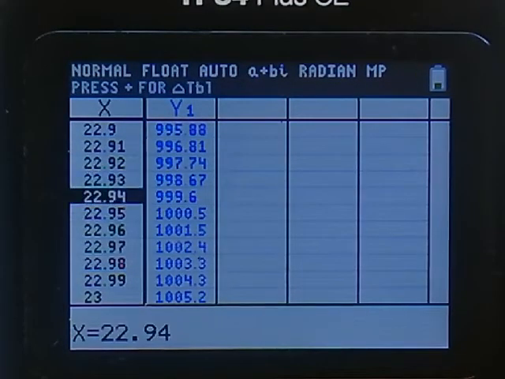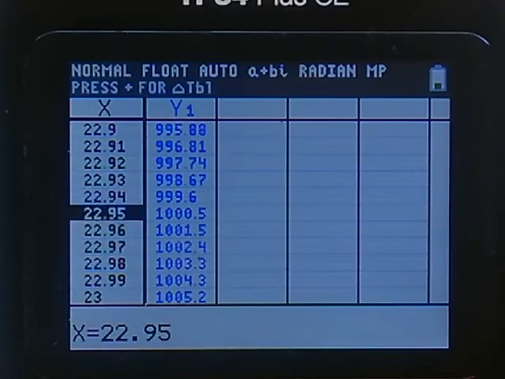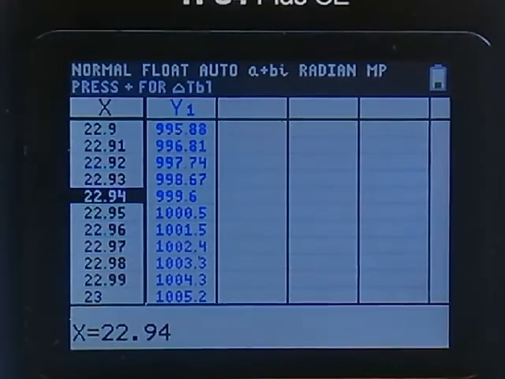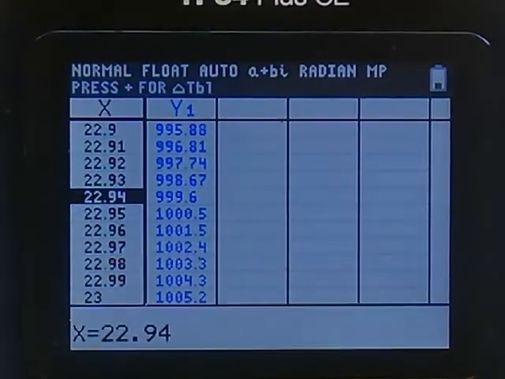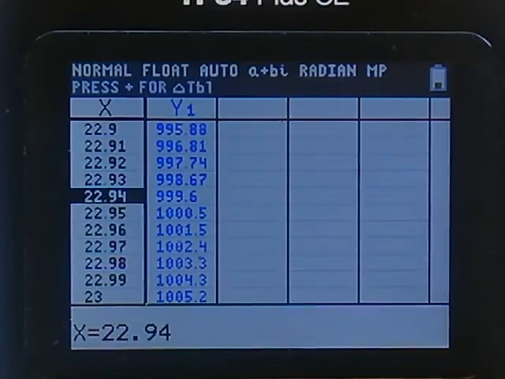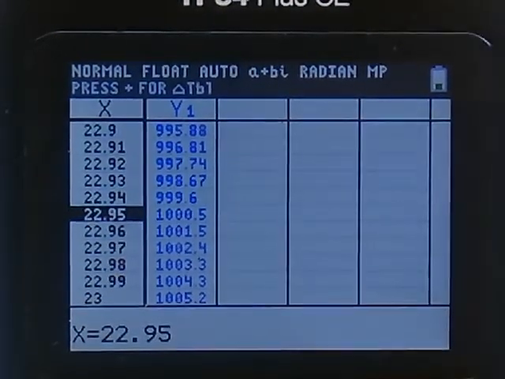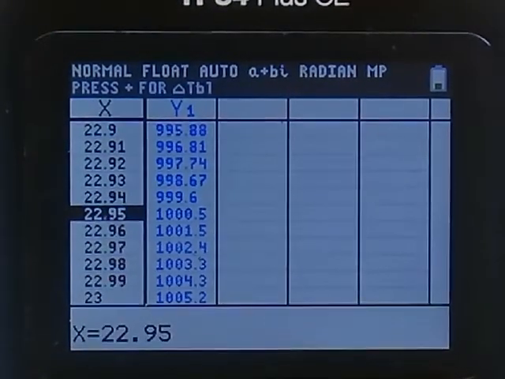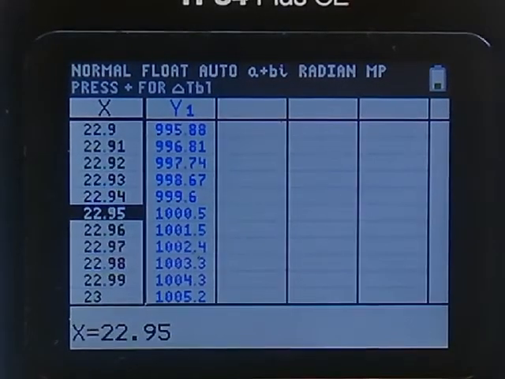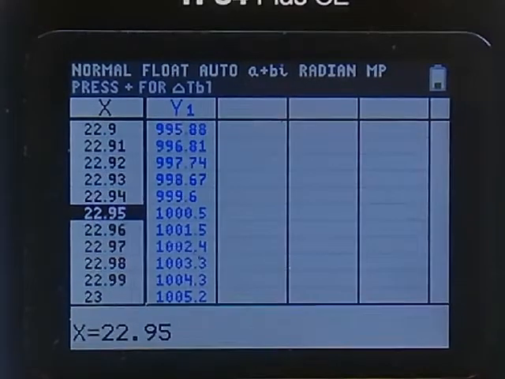Started at 22.9. We're going by hundredths. It looks like it's between 22.94 and 22.95. Now we can continue to do this till we get a number that's pretty close, but this is close enough. At 22.95, right there, it exceeded a million. 1,000,000 is a million. So that's one way to do it, is using a table.